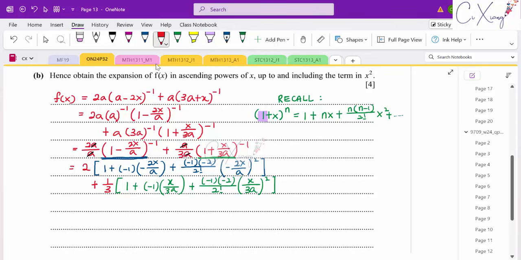Then again, the next step is we just try to simplify all the expansion that we have. Okay, so if you didn't do any careless mistake, by right, this is 1, then plus 2x over a, then plus 4x squared over a squared. Then for the second term, if you didn't do any careless mistake, you should get 1, then minus x over 3a, then plus x squared over 9a squared.